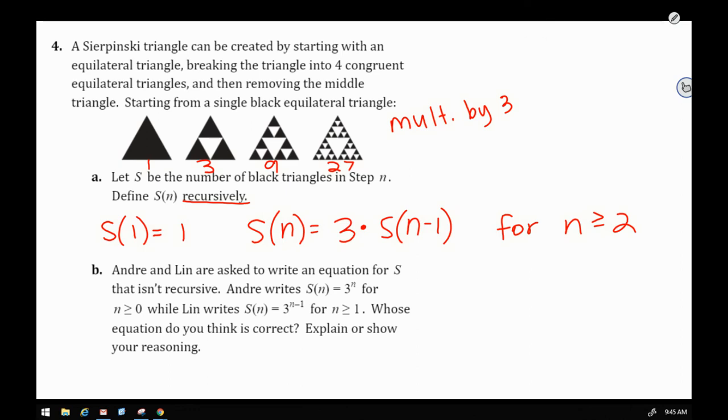Okay, so I'm going to give you about 3 minutes to do some math on your paper and figure out who you think is correct. Ready, set, go.